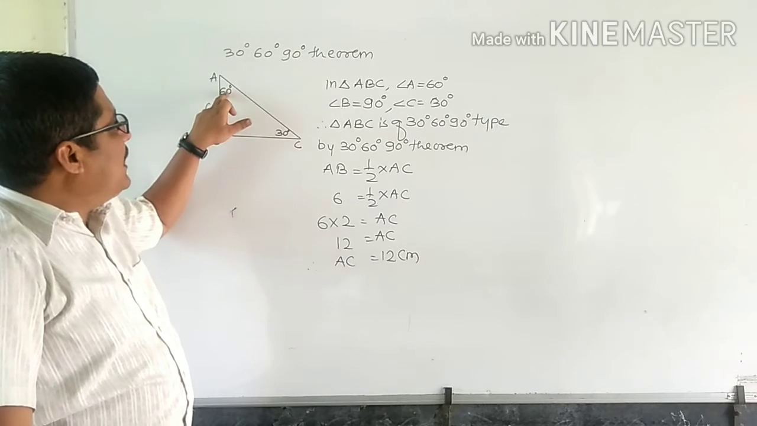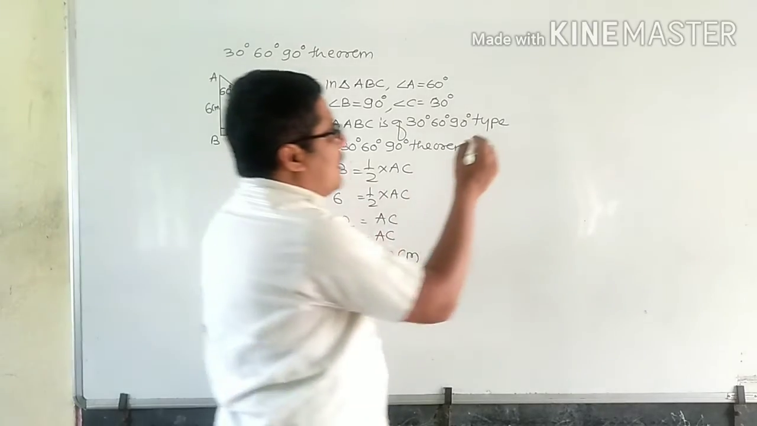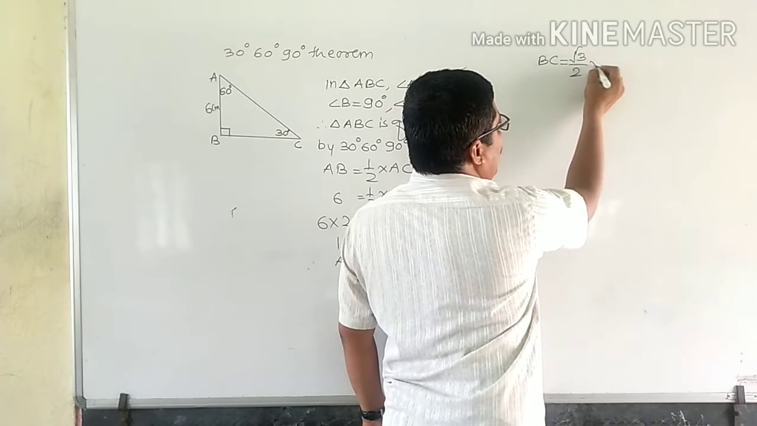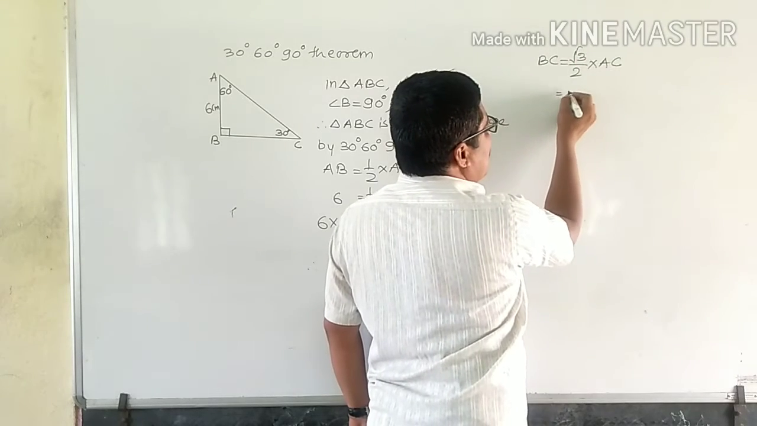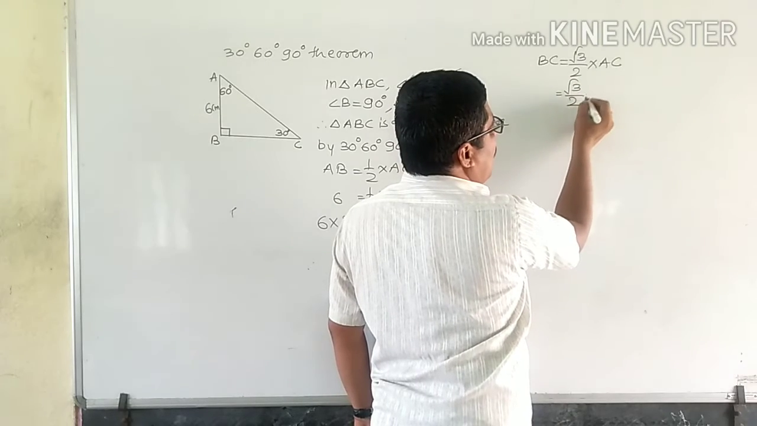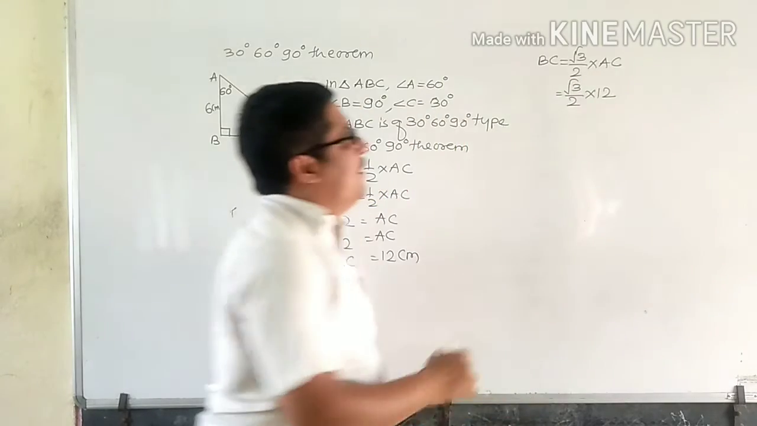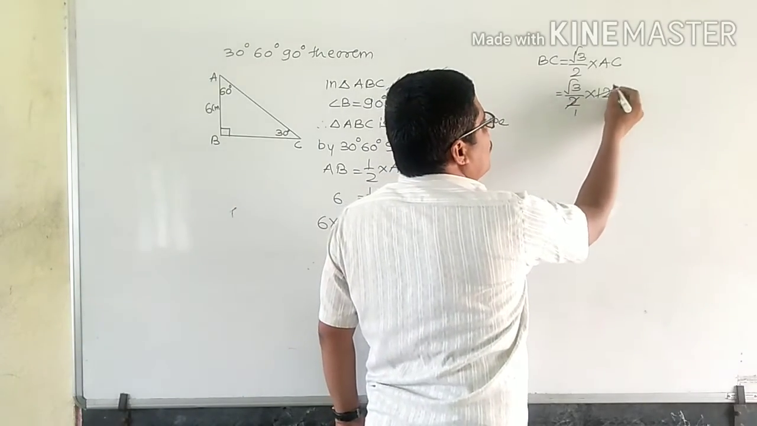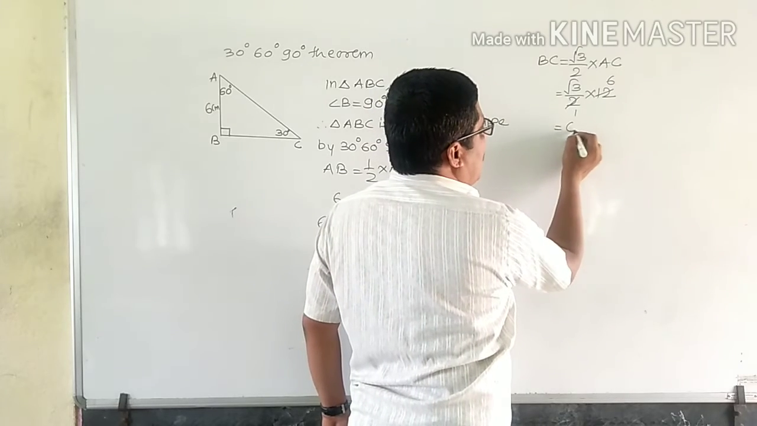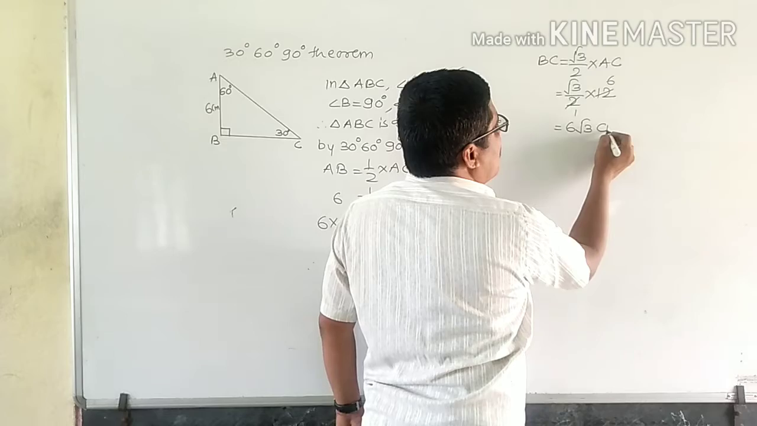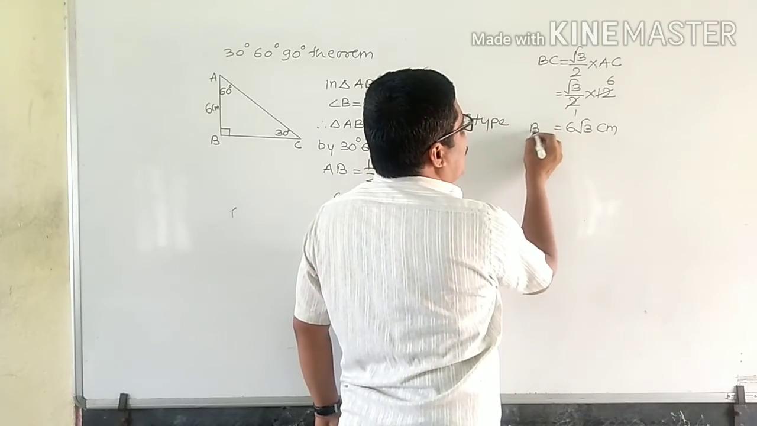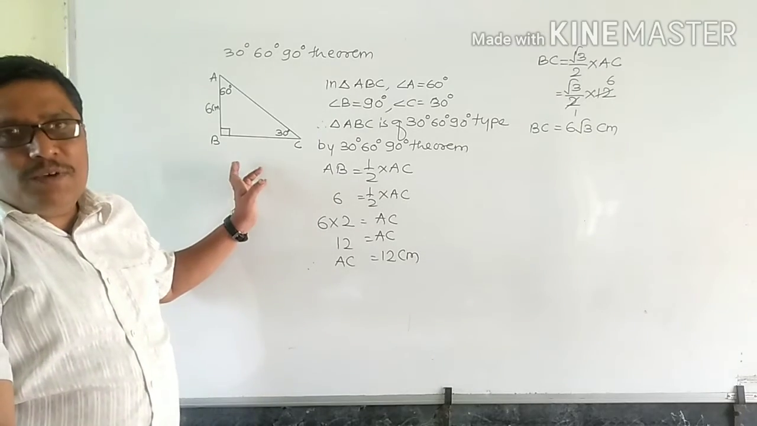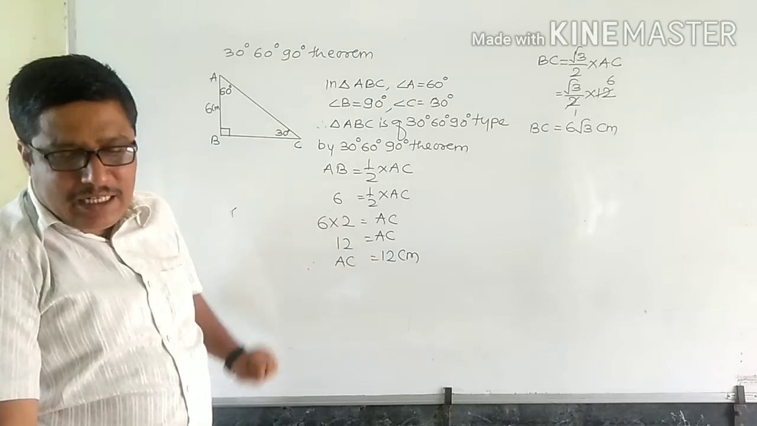Now we are going to find out BC. So BC is the side opposite to 60 degree. So here we can take BC is equal to root 3 upon 2 into AC. So root 3 upon 2 multiplied by AC, that is 12. So 2 1s are 2, 2 6s are 12. So it becomes 6 root 3 centimeter. So BC is equal to 6 root 3 centimeter. In this way we can use the 30, 60, 90 theorem.